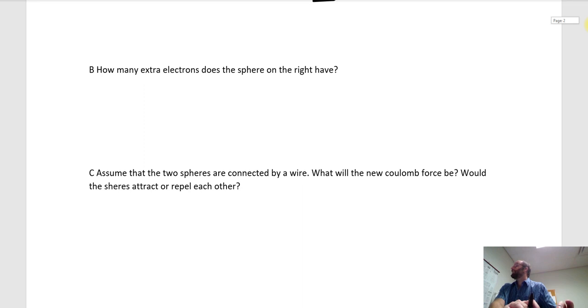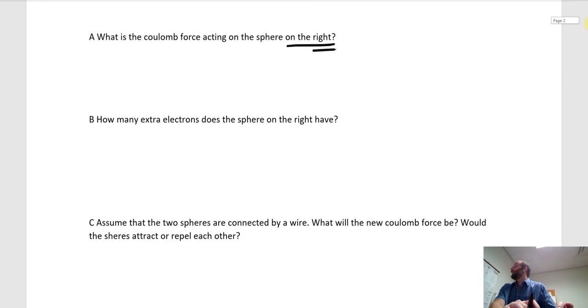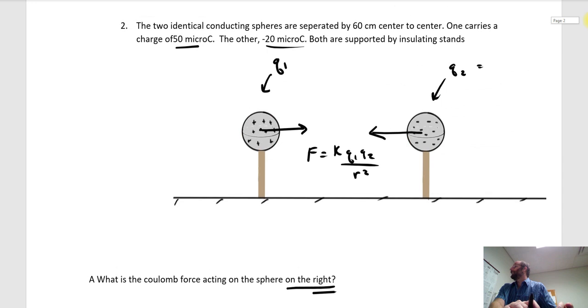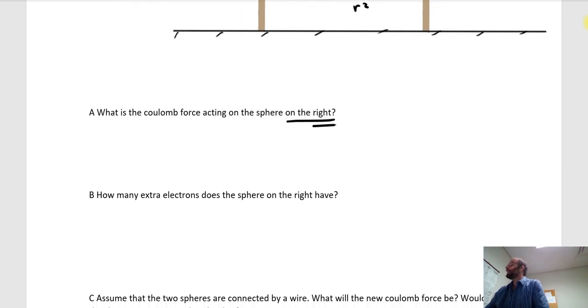Let's see, how many extra electrons does the sphere on the right have? Well, just remember that the charge on an object, right, has to follow this. It's got to be some integer number times the fundamental unit of charge, e, 1.6 times 10 to the minus 19th coulombs.